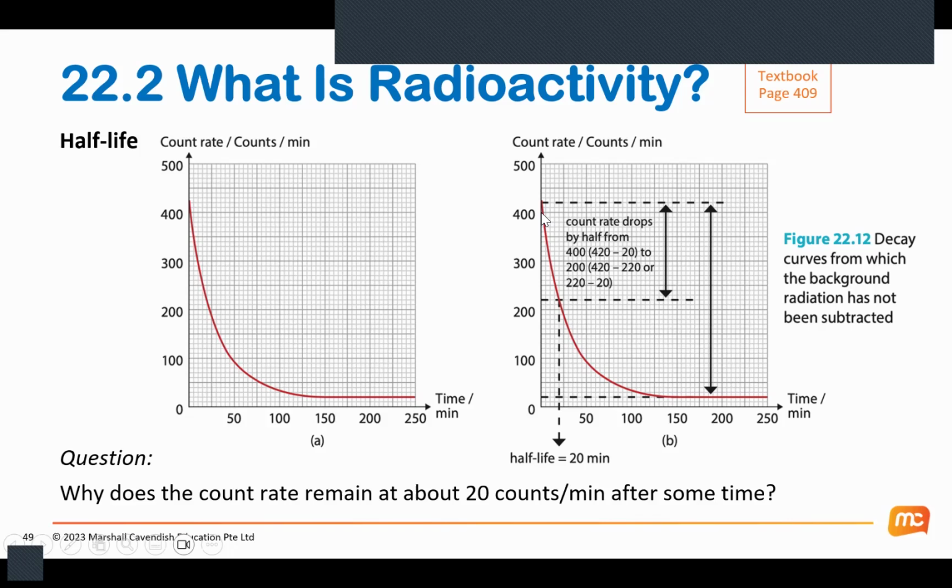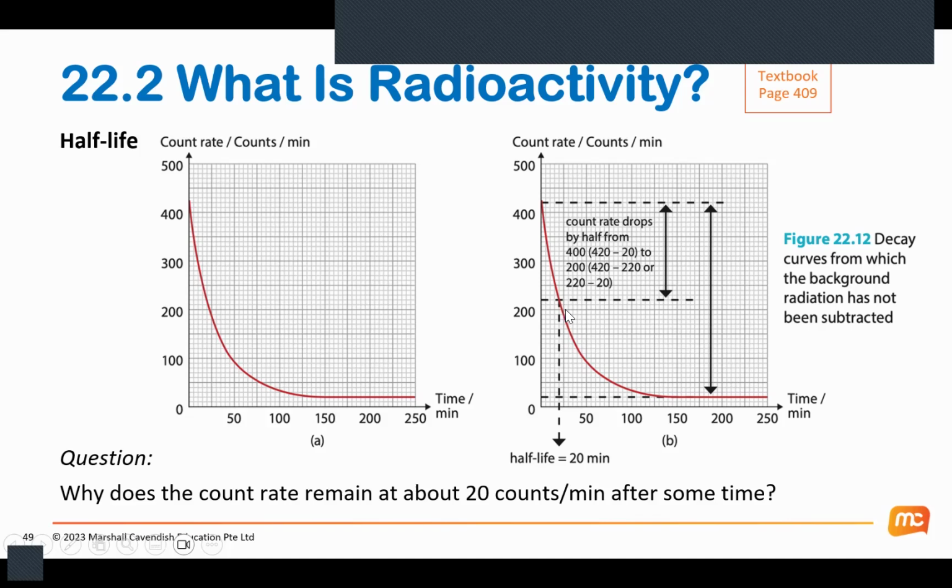Then if I want to measure the half-life of this substance, initially my count rate is 400. After one half-life, it should have decreased by half. I should have reached 200. But my count rate shouldn't read 200, because I must still add back my background radiation, which is 20. So I should read the graph at 220. That means half have decayed, plus another 20 from the background, 220. So I read, it's approximately 20 minutes.